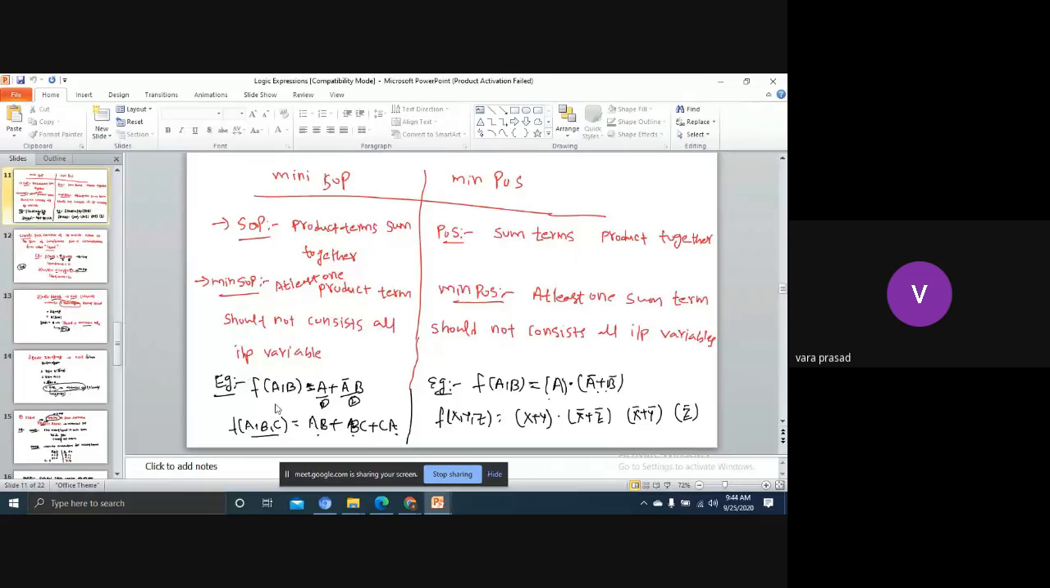Here, look, A, B is there. Two input variables are there. Here this is a product term. It is missing B. Then it is minimized. Here it is missing B. Here in the sum term it is missing B. It is a minimized POS. Okay.